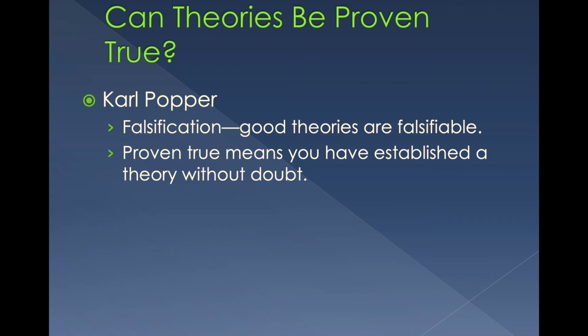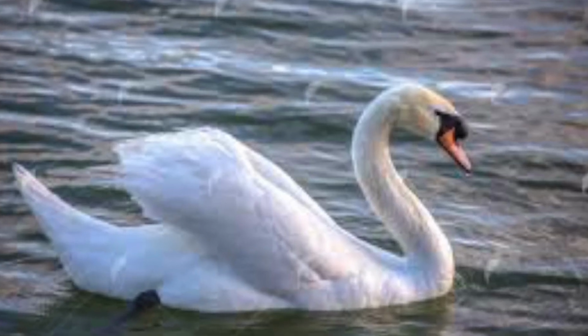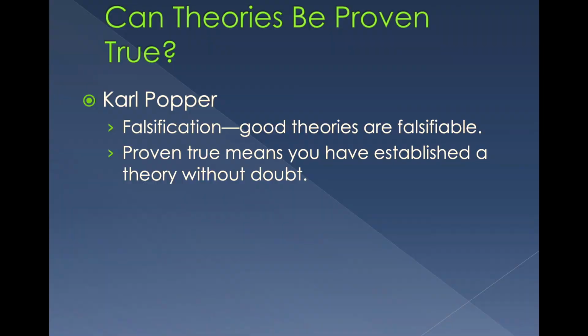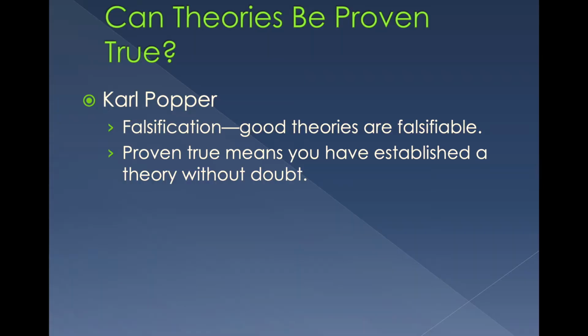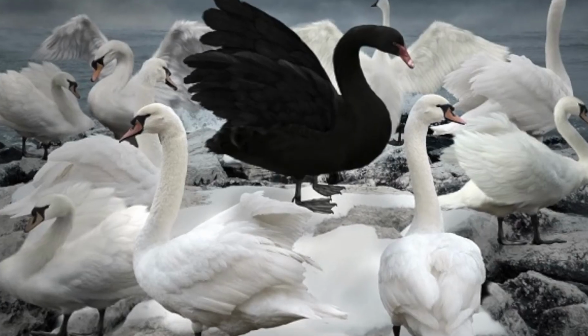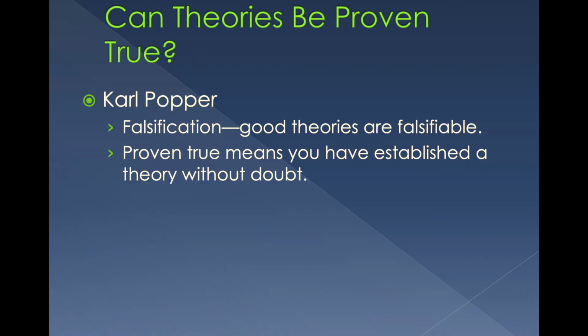Why is it not possible to prove theories, according to Popper? Well, for example, we could theorize that all swans are white. To support this hypothesis, we could gather more and more empirical observations of white swans to show that this is absolutely correct. All swans are white. We keep finding these swans and they're all white. However, it only takes one black swan to disprove that theory. And I believe the first black swan was discovered in Australia. So he's arguing you cannot know that you have all the evidence to prove a theory true. Proven true means that you have established the theory without any doubt. Now, a good theory must be one that can be tested and falsified.